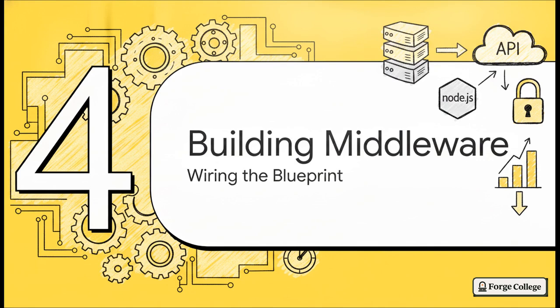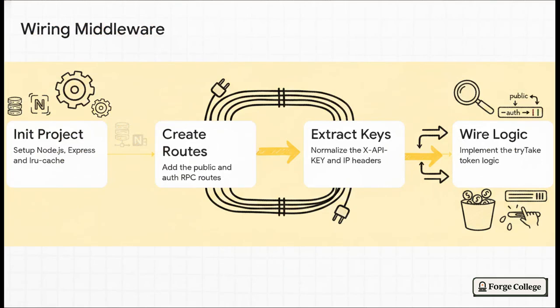We're going to see how all of this theory actually builds into a real Node.js Express server using an in-memory LRU cache. This is where the blueprint becomes reality. By following 4 simple wiring steps, we create a deterministic script that translates those abstract throttling policies into executable code.